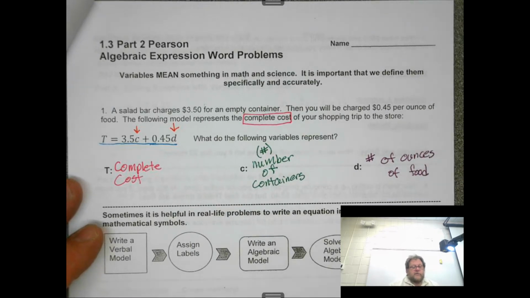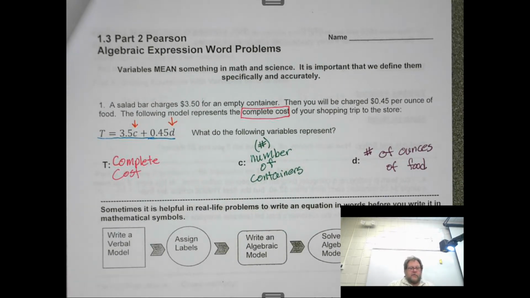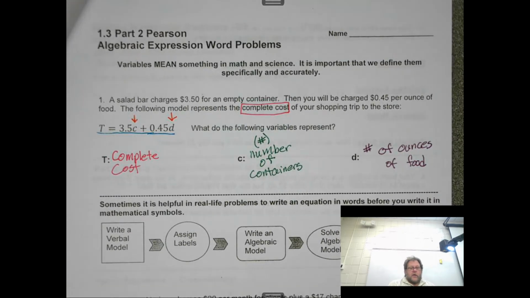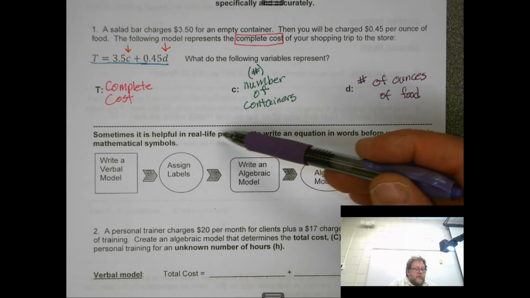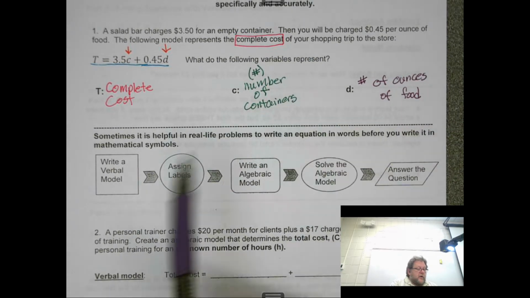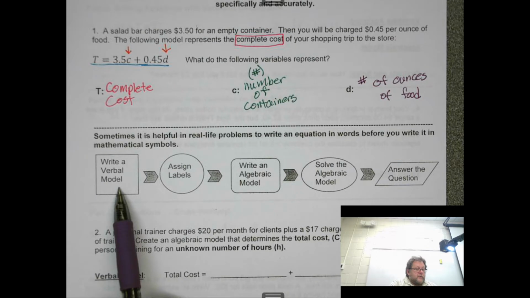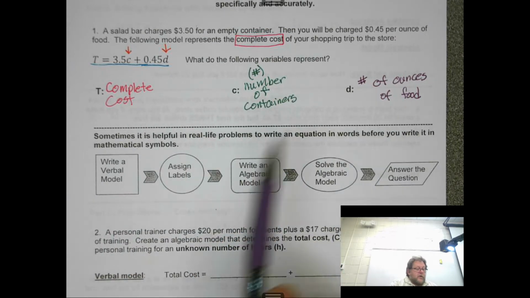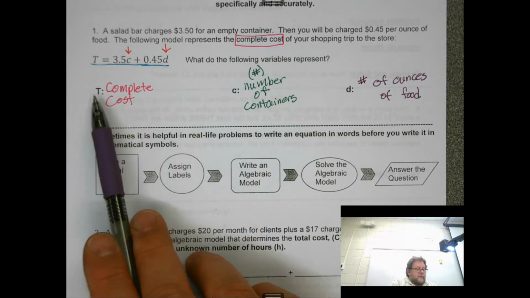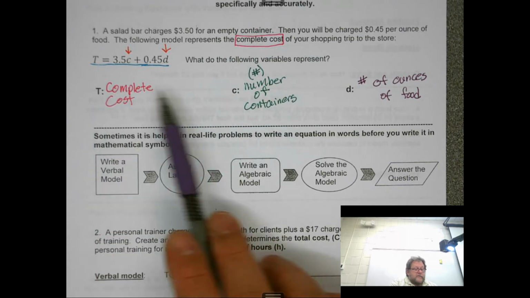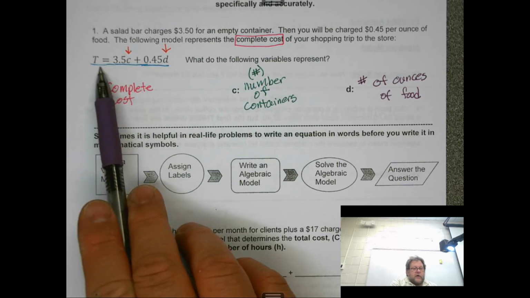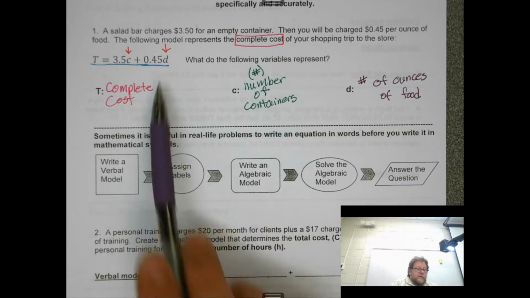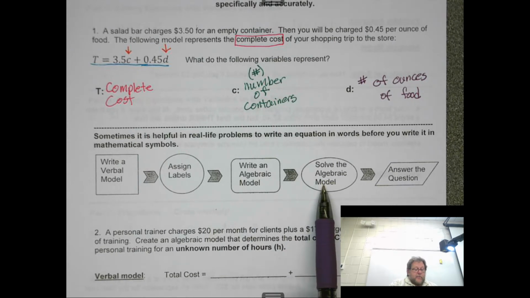And it gives us kind of a flow chart for these real life problems of what we're actually doing here. We're going to write a verbal model. That's what we did up here. And then we're going to assign the labels. Well, they did it for us: T, C, and D. Write an algebraic model. Well, this is our algebraic model up here. They also did that for us. Then we're going to solve the algebraic model and answer the question. So a lot of that was done for us in this example. Now it's time to actually put this into action for ourselves.